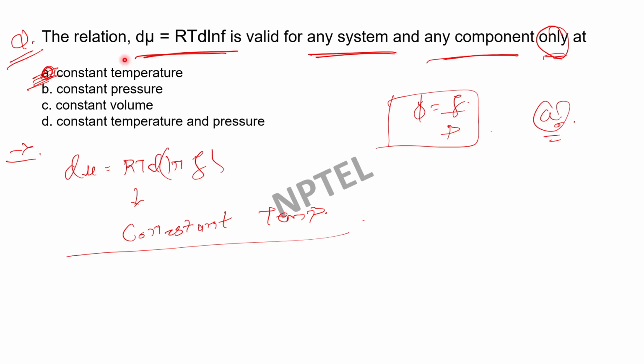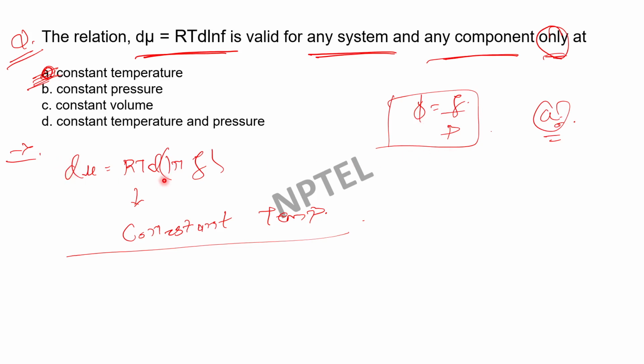So the first question says the relation d mu equals RT d ln f is valid for any system or any component only at what condition. We know that dG is equal to RT d ln f, and we know that phi, the fugacity coefficient, is equal to f by P.